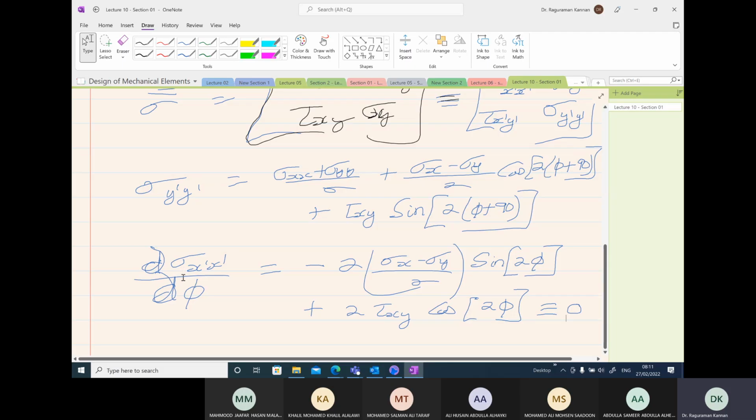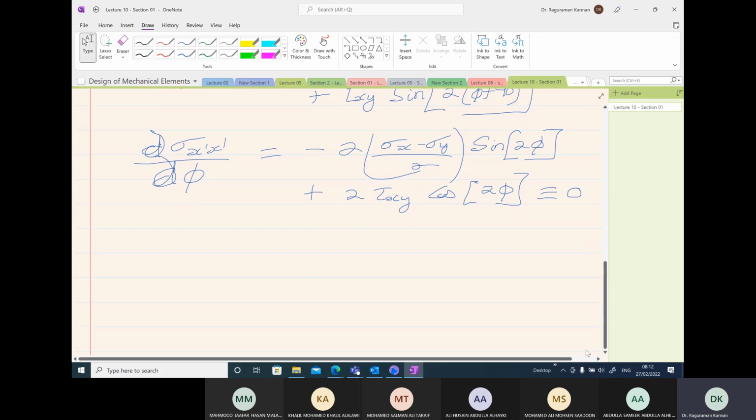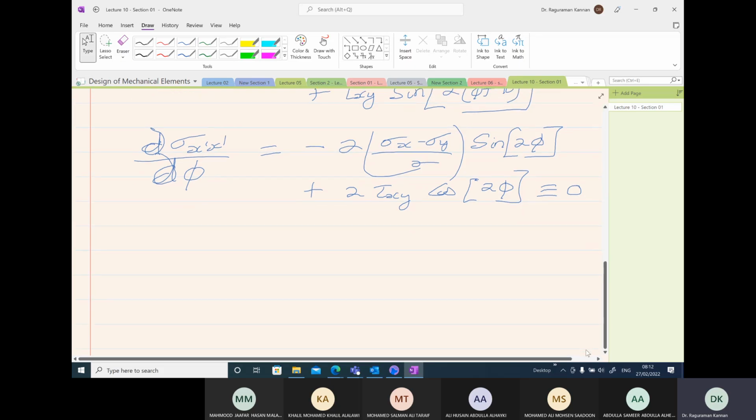the first differential should lead to a 0 value. Okay, so solving this, keep this, take the sine phi term to the other side of 0 on the right hand side, and then solve it. We can cancel off 2 terms here, and we are going to get tan 2 phi.